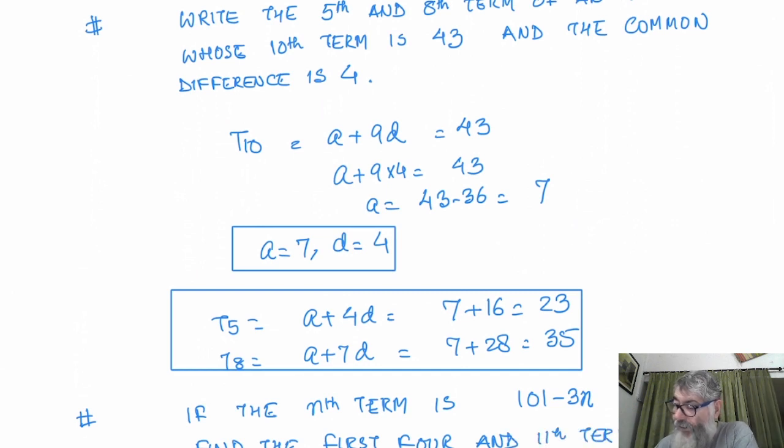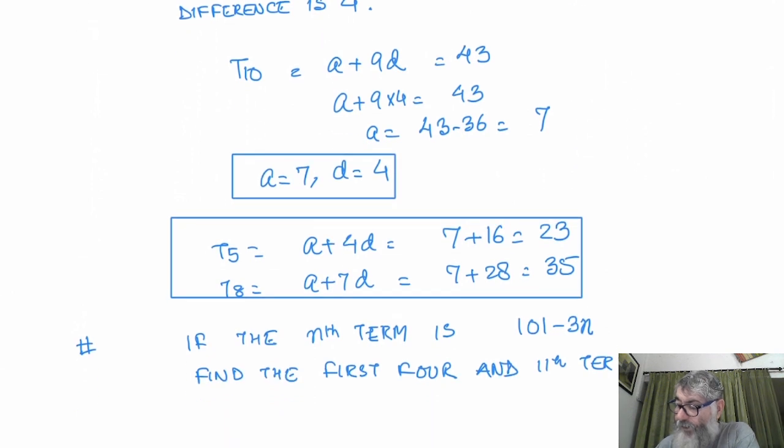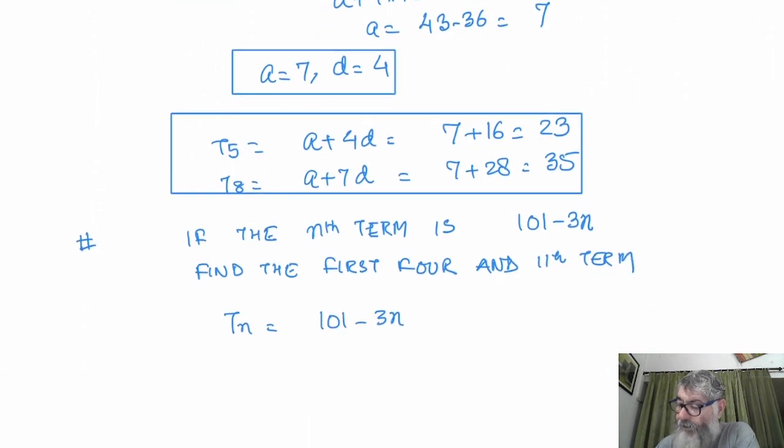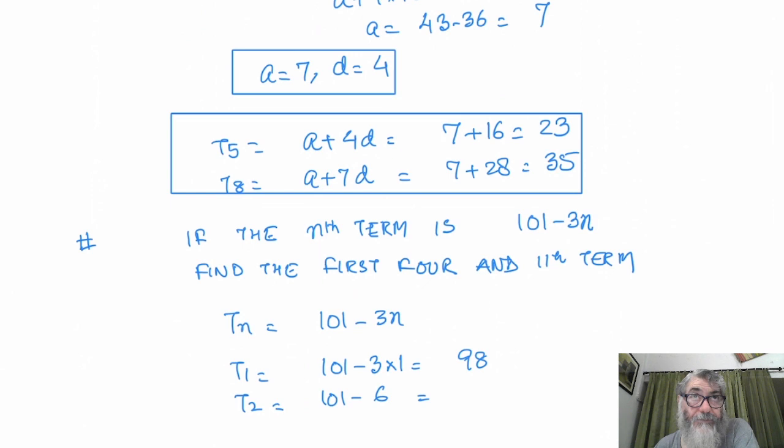So he has given the nth term. That means we have got Tn. Tn is 101 minus 3n. So he is saying first 4 terms. So T1 will be 101 minus 3 into 1. That is 101 minus 3 is 98. Then T2 is 101 minus 6. 101 minus 6 should be how much? 95.